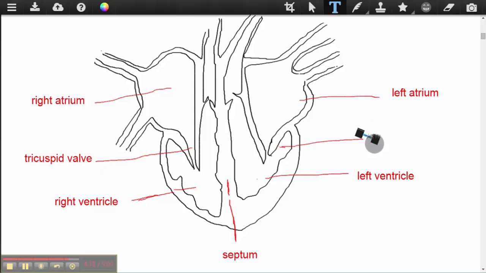The third one is the bicuspid valve. This separates the left atrium from the left ventricle. Other than that, it's got the same functions as the tricuspid valve.